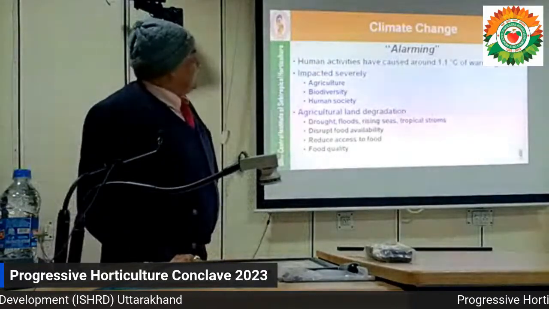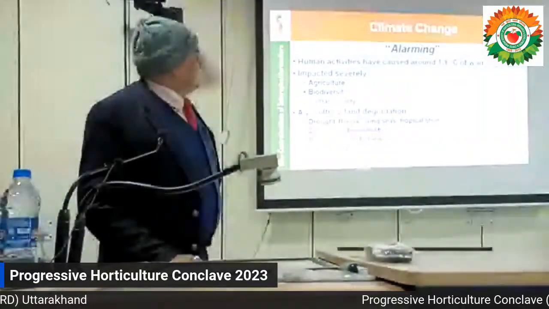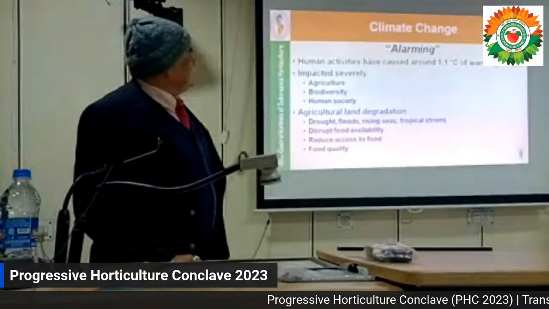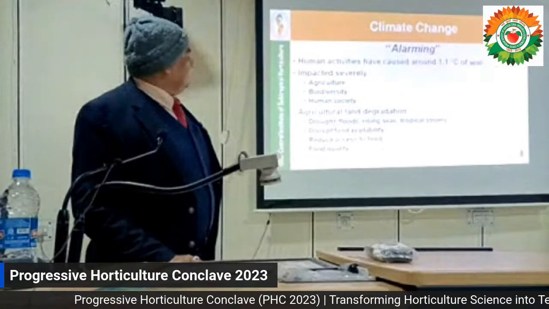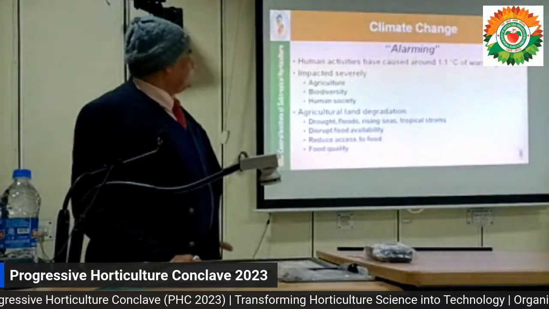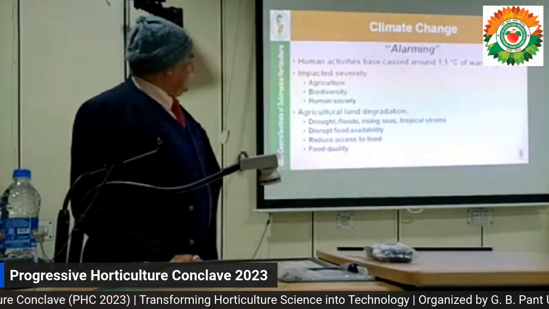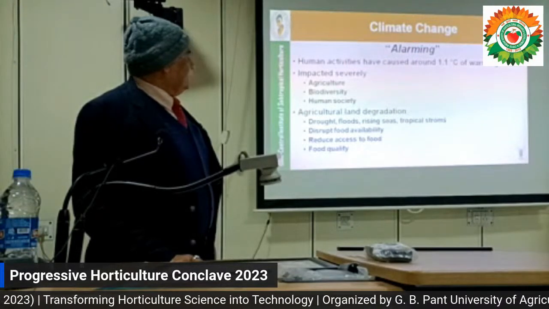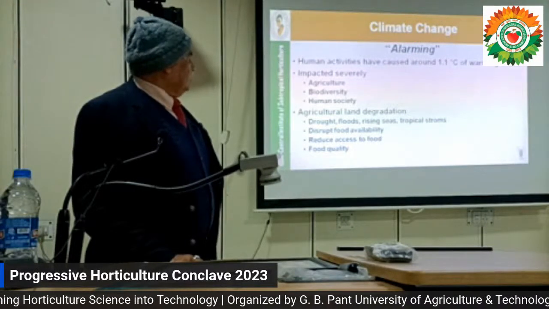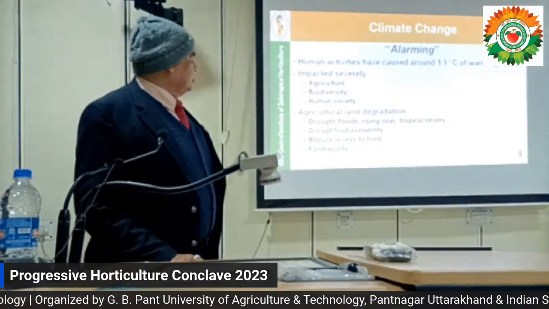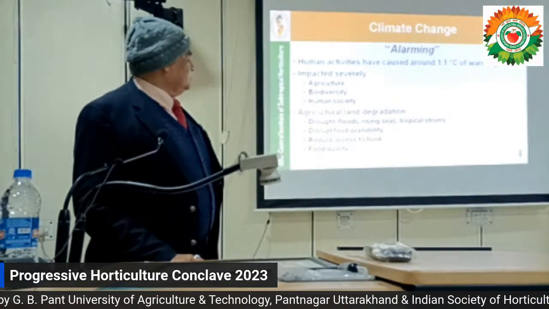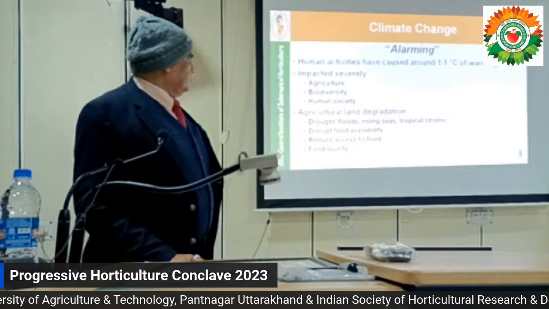Climate change, as you know, is creating a lot of problems. Particularly, human activity has caused around 1.1 degree centigrade of warming today, which has impacted agriculture, biodiversity, and human society. In agriculture, land degradation is one of the major problems, which is due to drought, flood, rising sea, tropical storms, disturbed food availability, reduced access to food and reduced food quality.